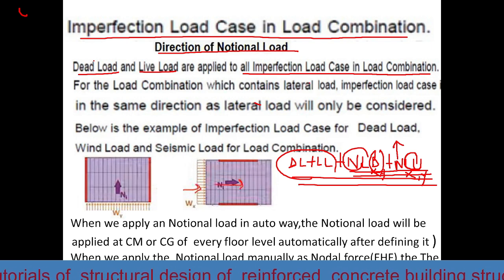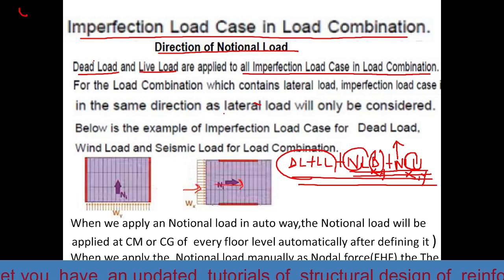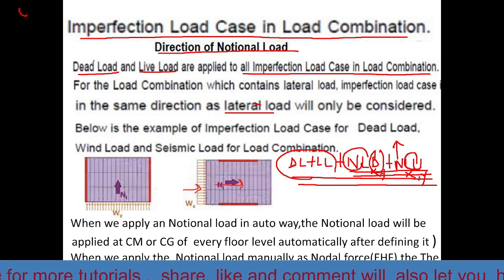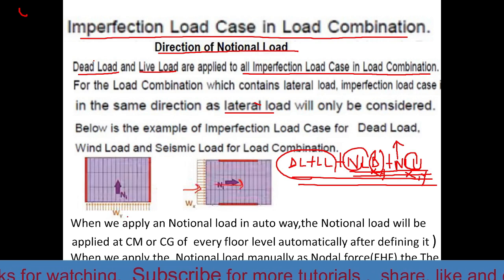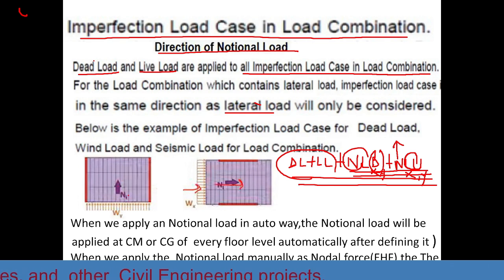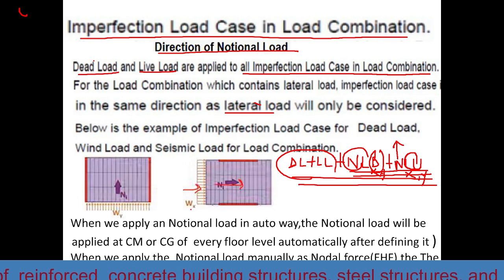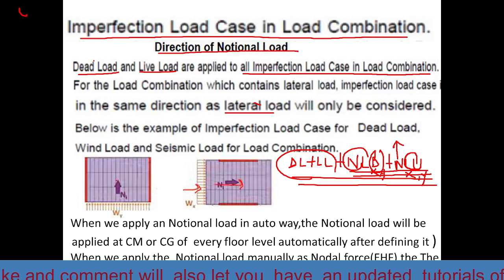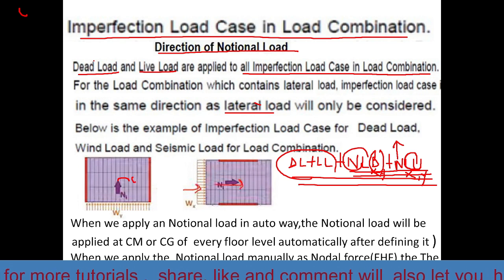Therefore, a load combination which contains lateral load has the imperfection load case in the same direction as the lateral load. So, the direction of the notional load or the imperfection load is along the direction of the lateral load, which is the seismic load or the wind load. For example, in the case of this one here, the wind is acting in y direction, so we need to apply the notional load along y direction. And in this case, the wind load is acting in x direction, so we need to apply the notional load along x direction. The notional load has to be applied at the center of mass.